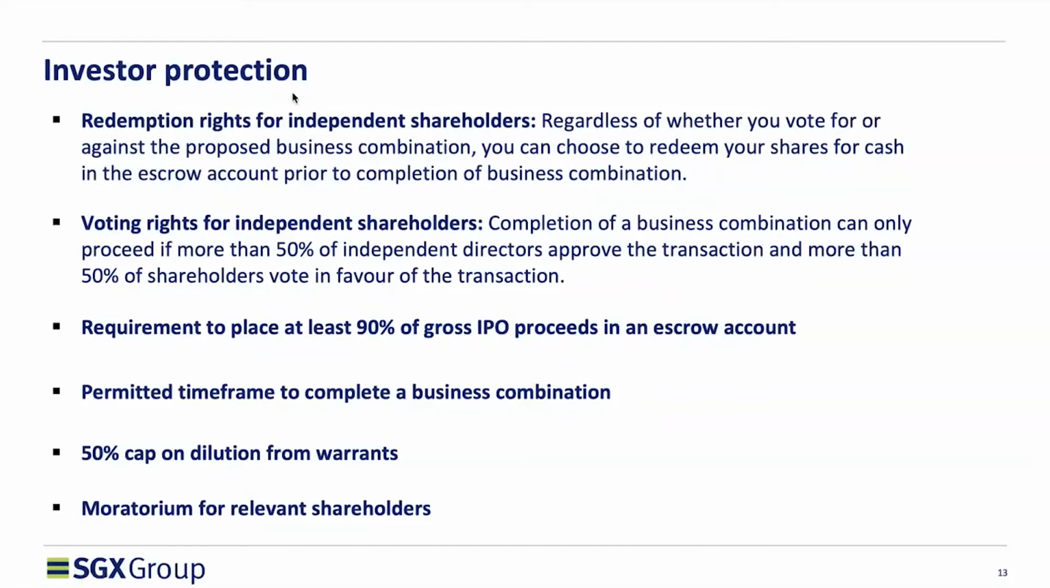The second important investor protection mechanism is the voting right. So the completion of the business combination can only proceed if more than 50% of independent directors and more than 50% of shareholders vote in favor of the transaction. So you do have a say in whether you like the target company that the sponsors have decided to acquire. If you do not like it, you can actually vote against it.